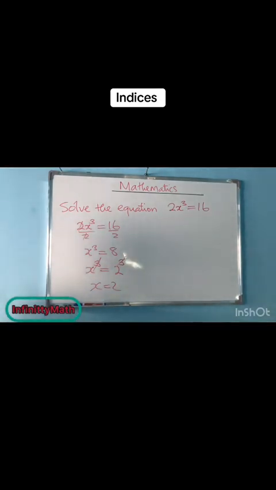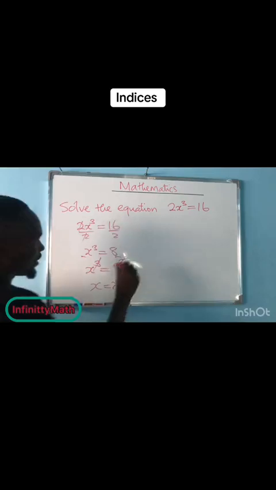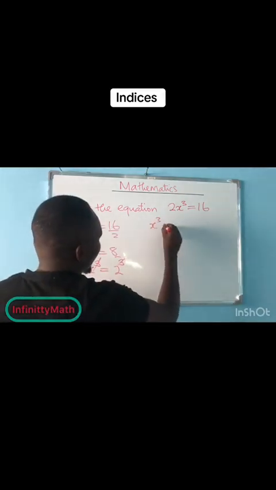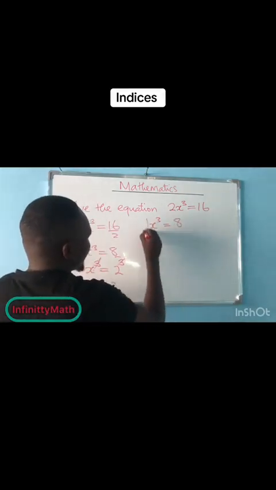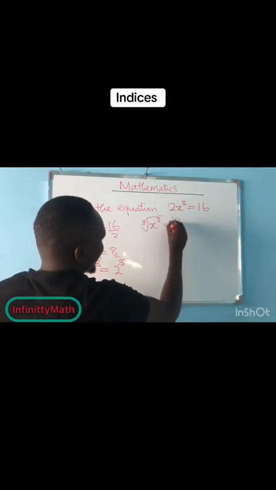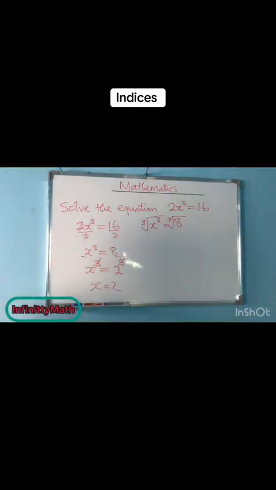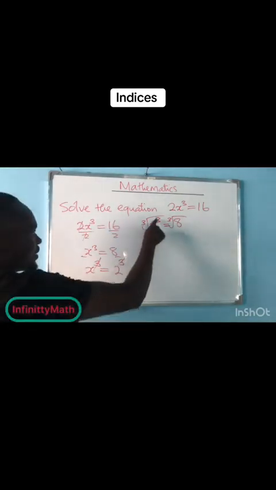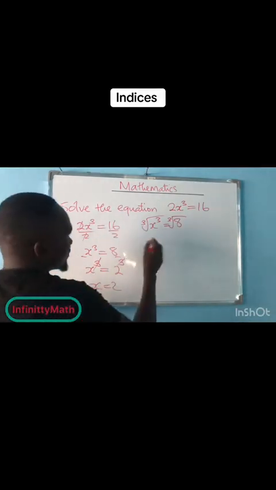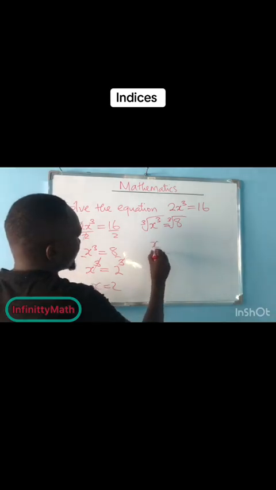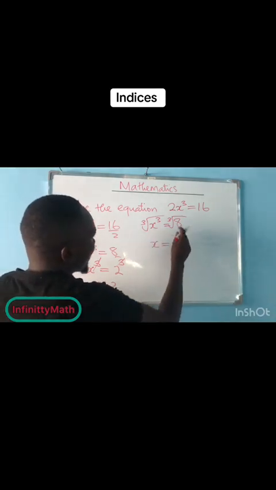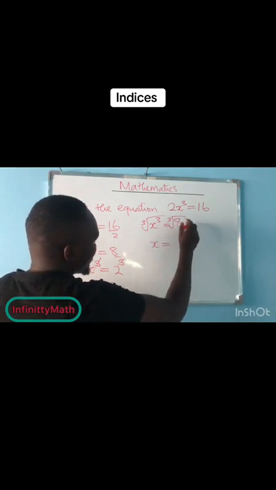The other way, though I will not recommend it: if you reach this stage where you have x to the power 3 equals 8, you can just introduce the cube root. Once you have the cube root, the 3 and that 3 cancel out, so we are going to have x equal to the cube root of 8.